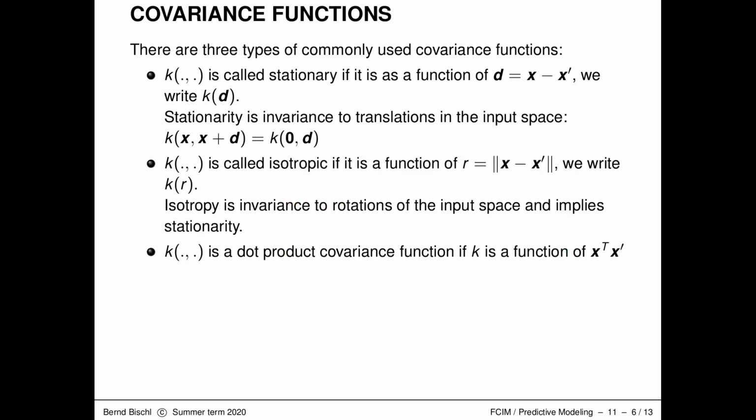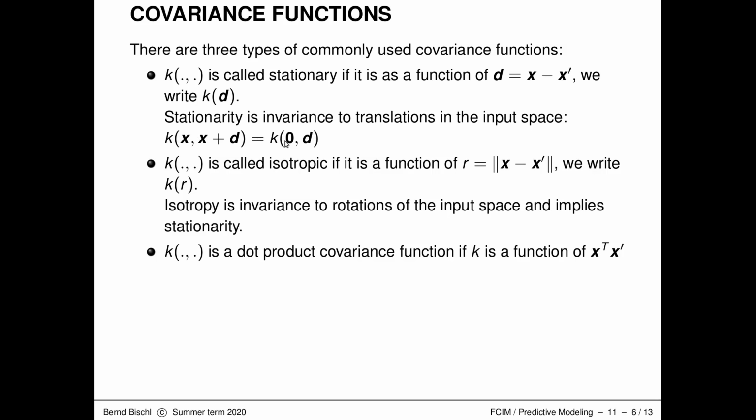Let's introduce now a couple of commonly used properties and types of covariance functions. So abstract properties, so we will call K stationary if it can be written as a function of only a distance vector d. And then we simply write K of d. I already did that on some of the slides before. And stationarity means invariance to translations in input space. So I can shift both of my arguments here for the same amount. So for example, I can shift for the amount of x.